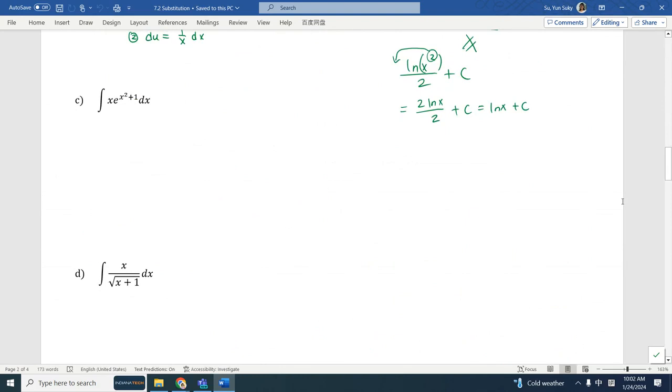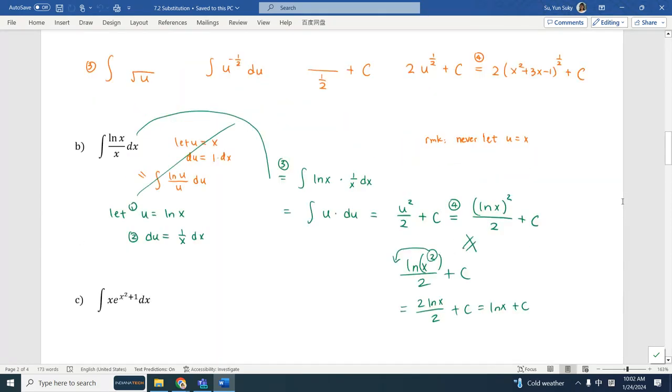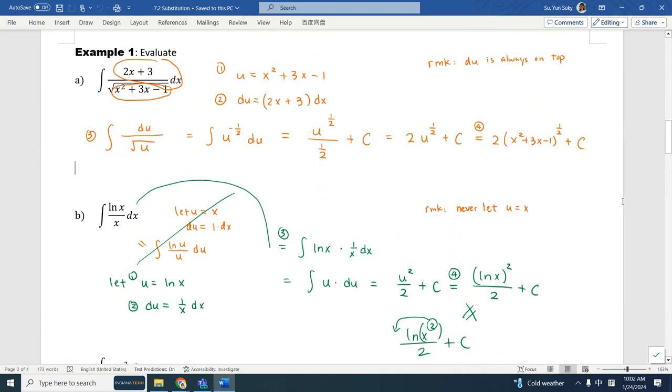Okay, let's continue. Last time we did two examples. And the remark: the du is always on top. It's never in the denominator. And another remark: we never let u be x. Why? You just get the same thing, but calling the variable a different letter. It's still the same integral, so we're not making any progress. So never let u equal x for u substitution.